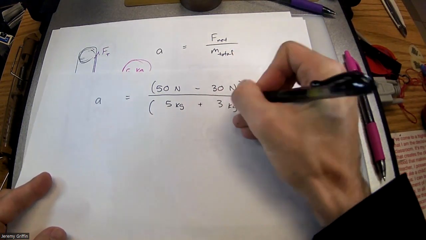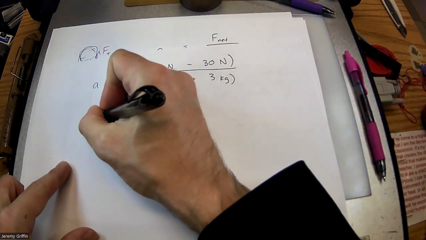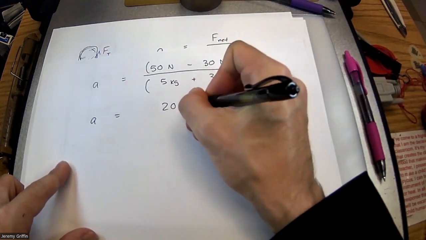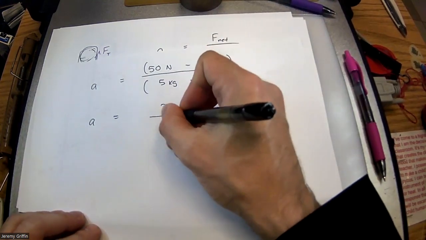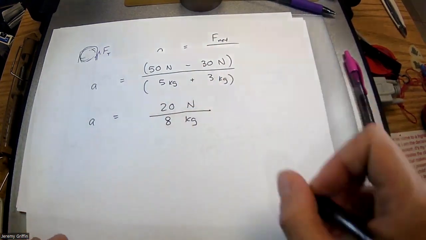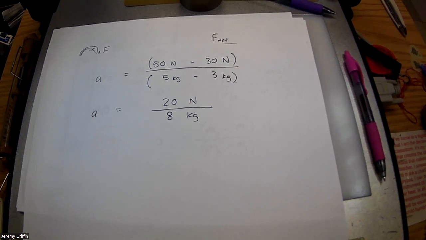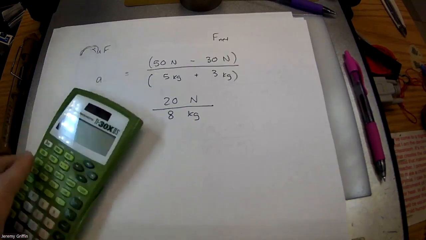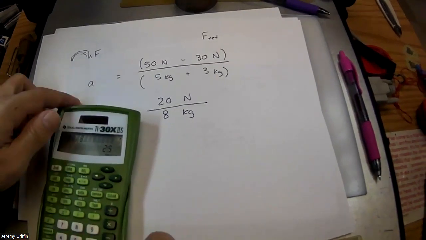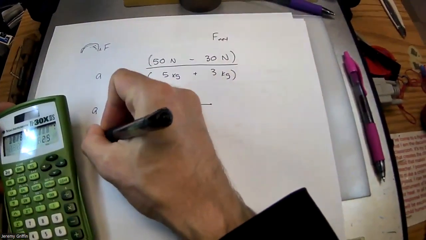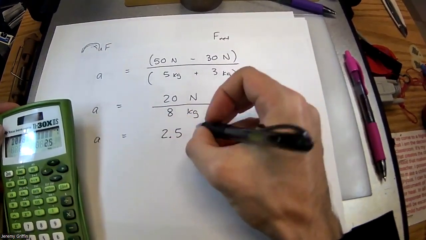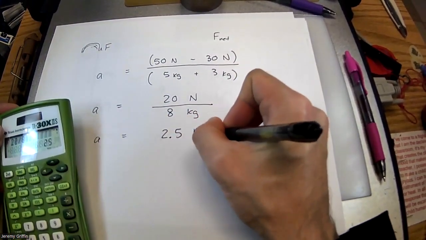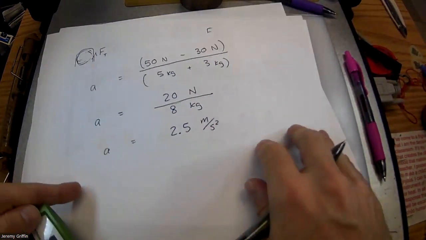So you're right. We got a 20 newton net force. These guys are fighting each other, acting on 8 total kilograms. Right? 2.5. There we go. You guys beat me to it. 2.5 newtons per kilogram is the same thing as meters per second squared, which all describes an acceleration.